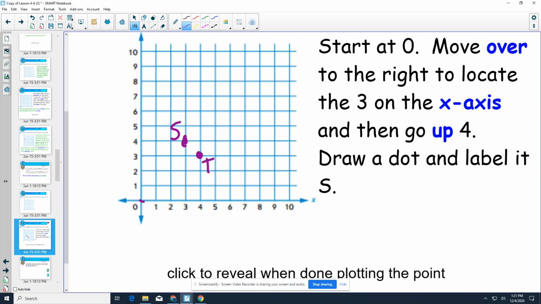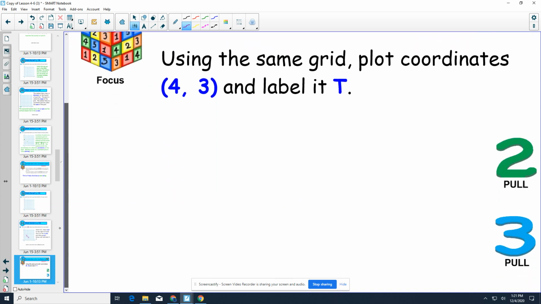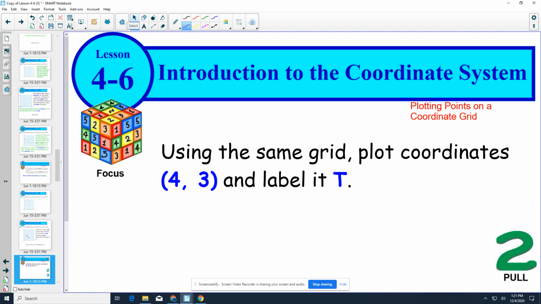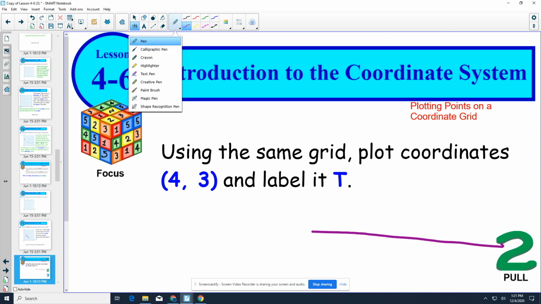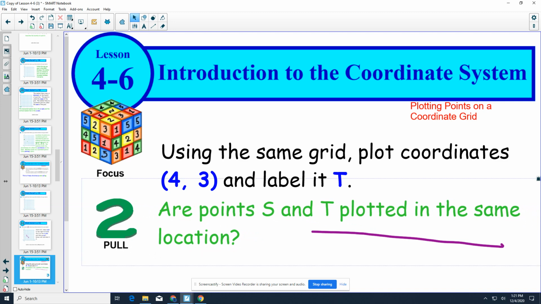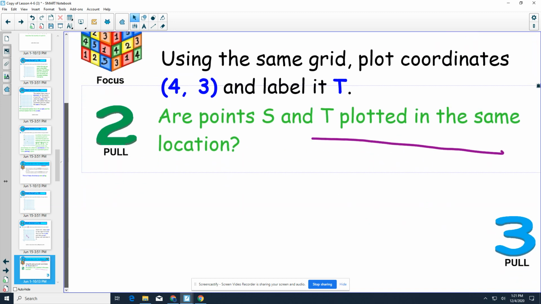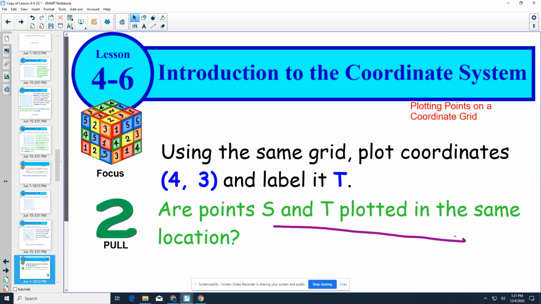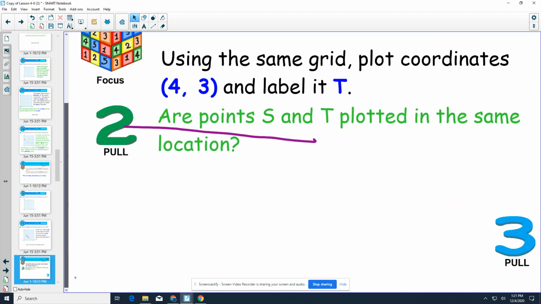Okay, so you can see the difference there, right? It's really important that you make sure that you're reading it correctly and you're plotting your x, you're going over and then up. Because you can see how we flip-flopped the numbers there and we got different points. Are the points plotted in the same location? Well, we can see they're obviously not, right? So we need to make sure that we're following that.